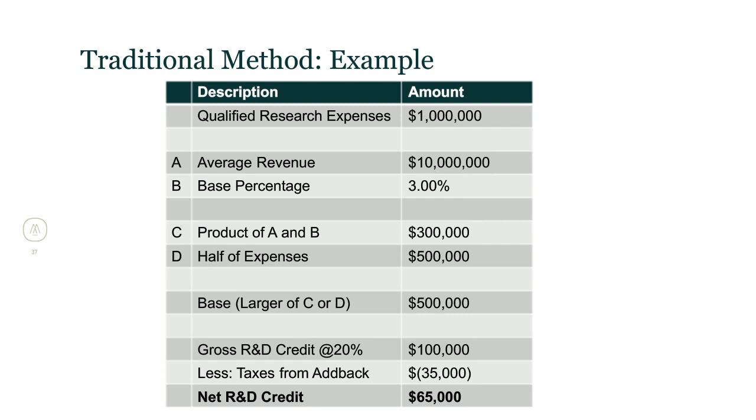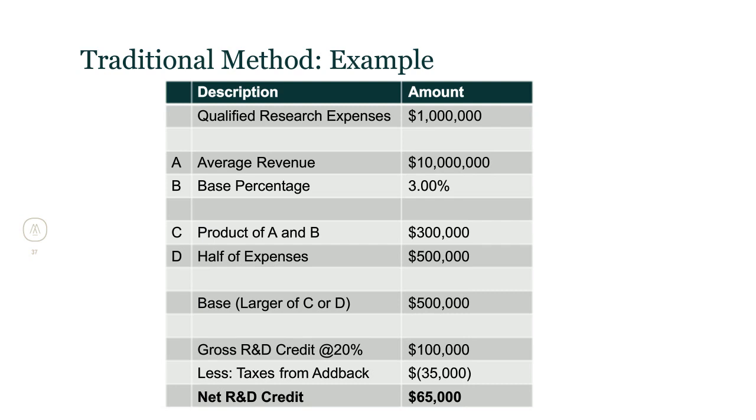So the product of A and B here is going to be $300,000, and then half of the expenses, remember the limiting factor, is $500,000. So since the calculated base amount is less than half of the expenses, we have to sit with this $500,000 base. So the gross R&D credit, which is calculated at 20%, is going to be $100,000, so 20% of that $500,000.